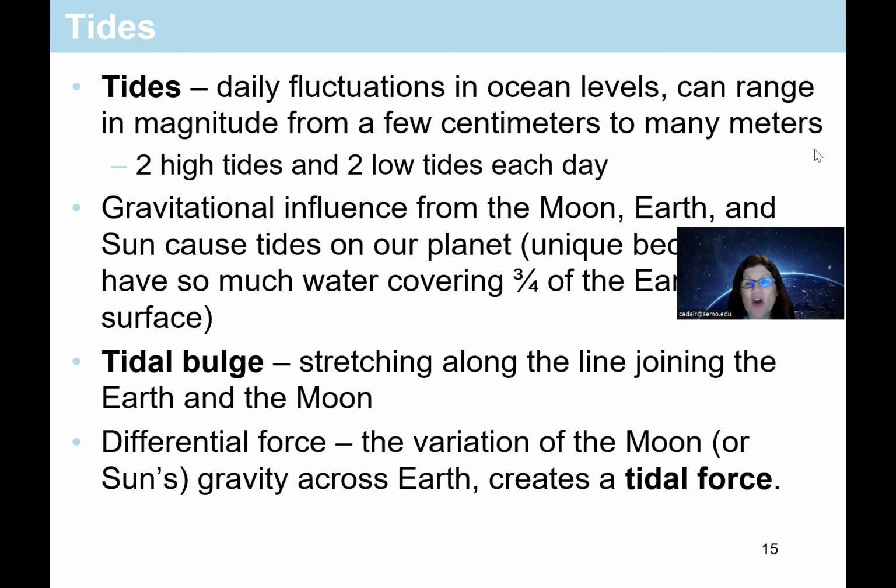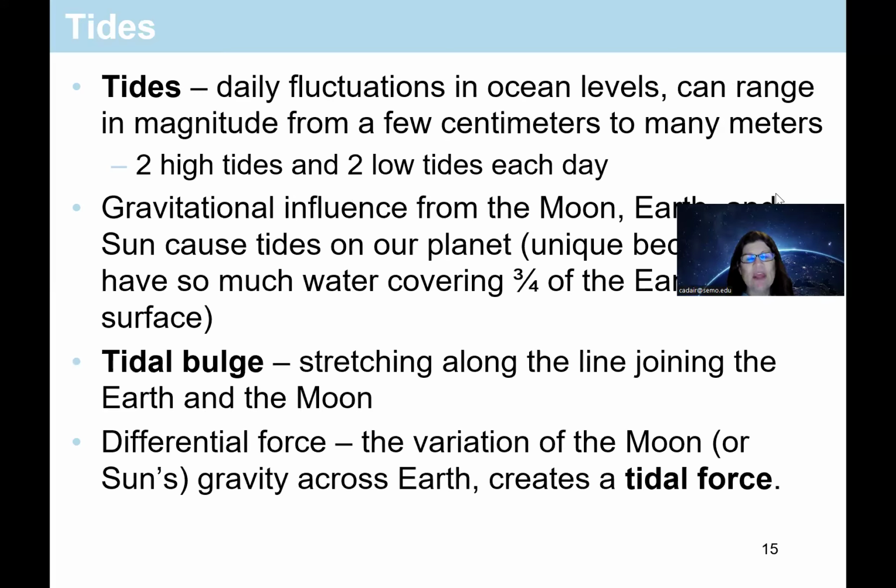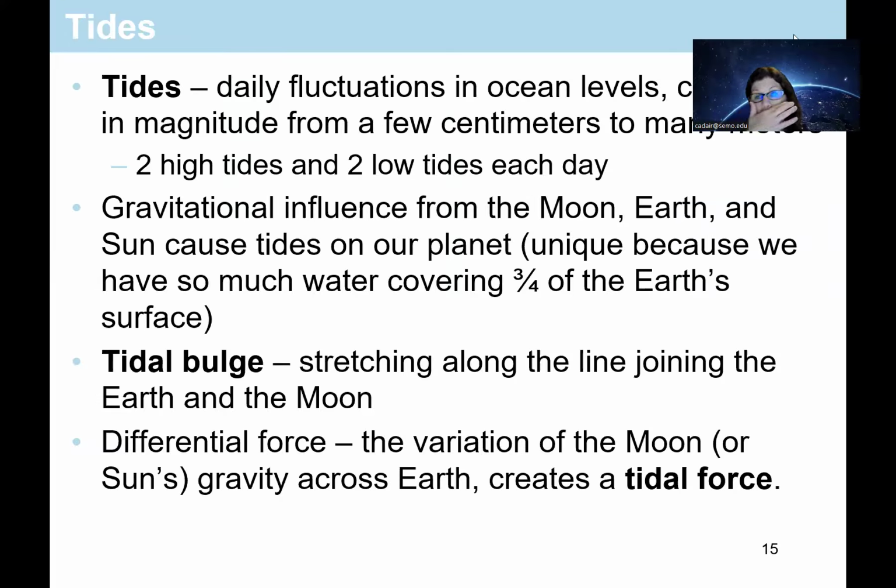So tides are daily fluctuations in ocean levels. They can range in magnitude from a few centimeters to many meters. There are two high tides and two low tides each day. The gravitational influence of the moon, the earth, and the sun cause tides on our planet, which is unique because we have so much water and it covers 3/4 of the earth's surface.